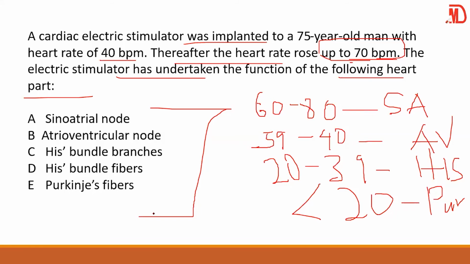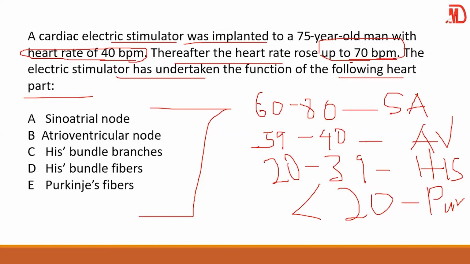Yes, sir. So you see here, the old man with heart rate of 40. Look at the question now. They said a cardiac electric stimulator, this is a device, was implanted to a 75-year-old man with a heart rate of 40. That means that at that time, what was the heart rate? 40, right? Which of the automaticity was it using? AV, exactly. That means the AV was being utilized over here. That's why you got 40.